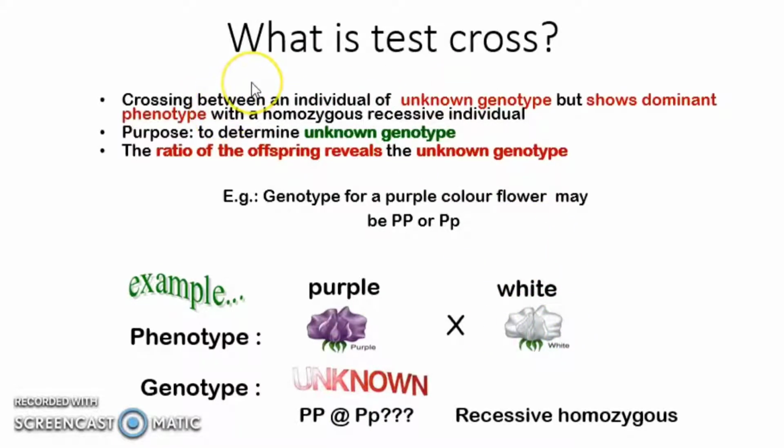So what is the purpose of the test cross? It is to determine the unknown genotype. Macam yang saya katakan tadi lah, sama ada kita nak tahu genotype dia adalah homozygous dominant ataupun heterozygous. So you have to do the test cross. The ratio of the offspring reveals the unknown genotype. Maksudnya bila awak buat crossing and then awak dapatkan ratio yang tertentu, so ratio tu akan menentukan bahawa sama ada genotype dia adalah homozygous dominant ataupun heterozygous. Okay? So the genotype for a purple color flower may be homozygous dominant or heterozygous.